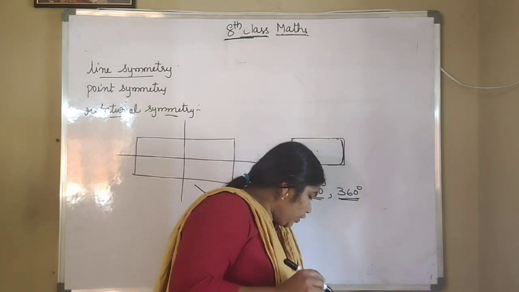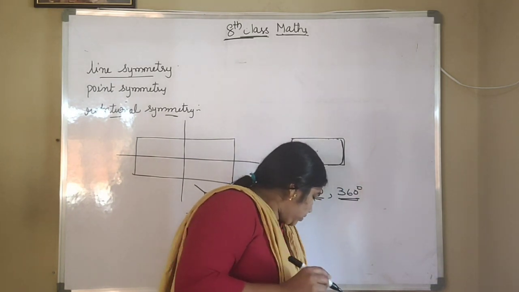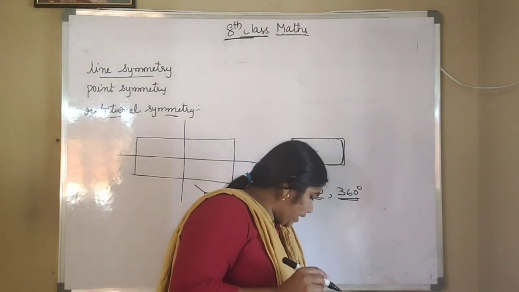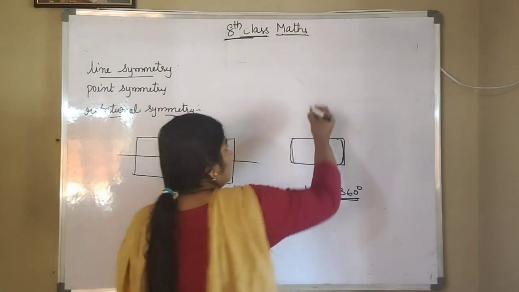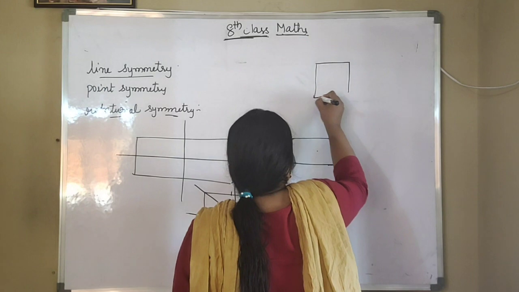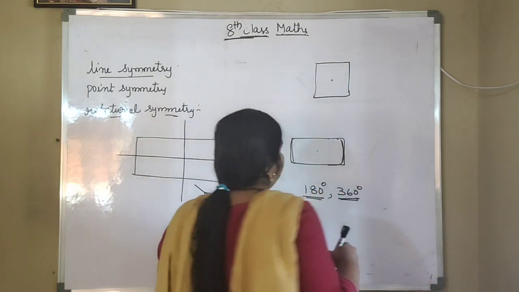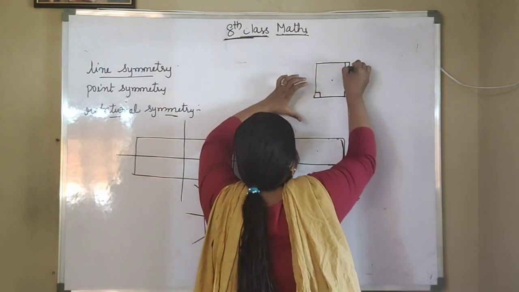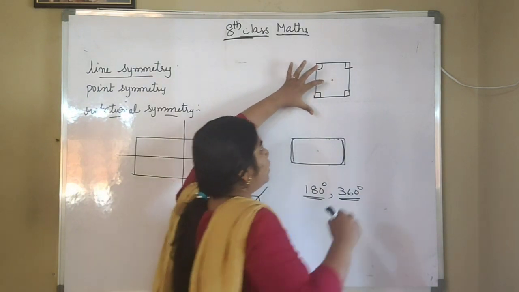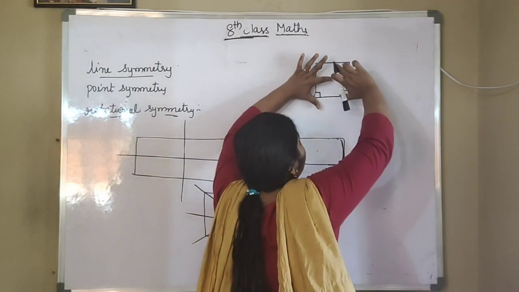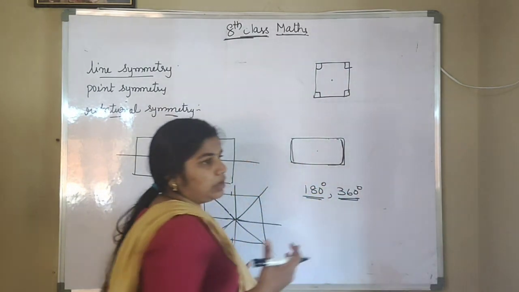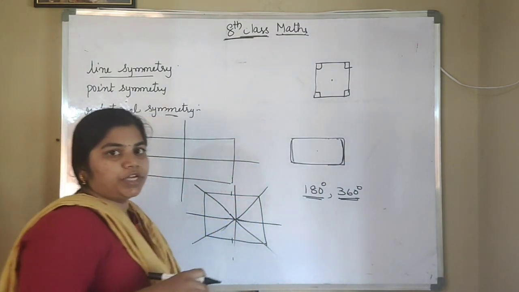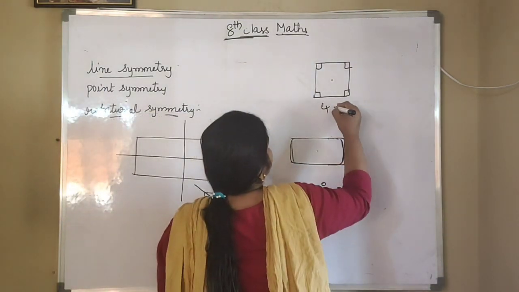So you can take rectangle, already you have taken. You can take a triangle or a square also. So how many rotational symmetries does a square have? This is the center point, and if you rotate this square, all sides are equal. So if you rotate this square in all the positions, it will look like a square itself. So it will coincide with that figure. So how many rotational symmetries are there? Total 4 rotational symmetries are there for this.